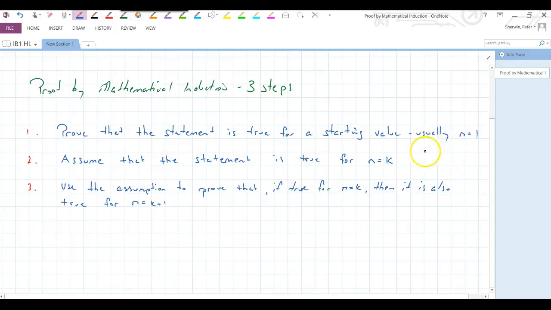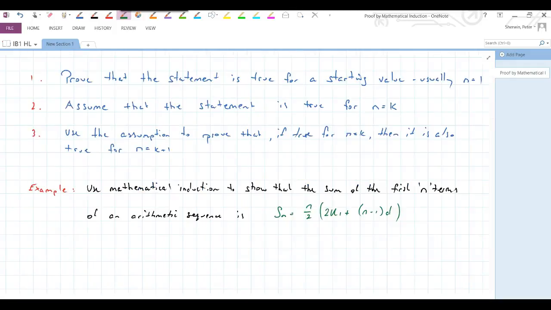So if it's true for n equals 1, steps 2 and 3 show that it must be true for n equals 2. And if it's true for n equals 2, it must be true for n equals 3. This domino effect then proves that it's true for all integer values of n. We're looking at integer values. So we're going to do an example. I'll pause for a moment, write the example up, and we'll go through it.